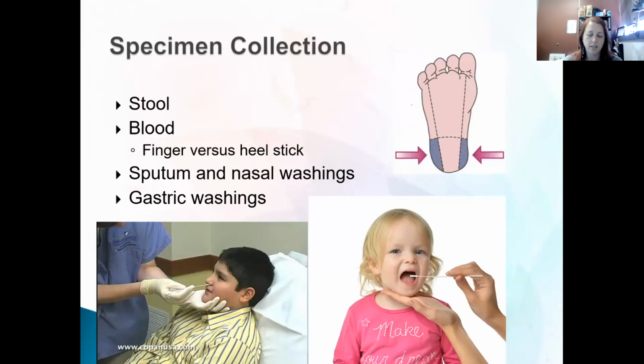Sputum and nasal washings, gastric washings. With little kids, they can't just hack up a loogie. So a lot of times with some of these types of collections, you have to hold them down and get a suction catheter to get a specimen for them. With the nasal swabs, you have to hold them down, get that good nasal collection for nasal swabs as well.